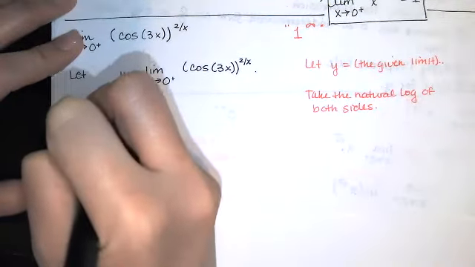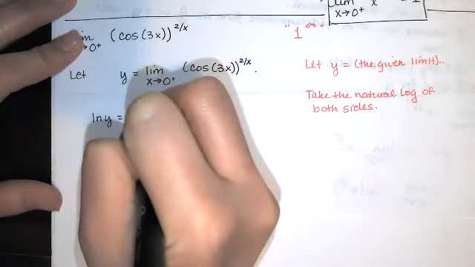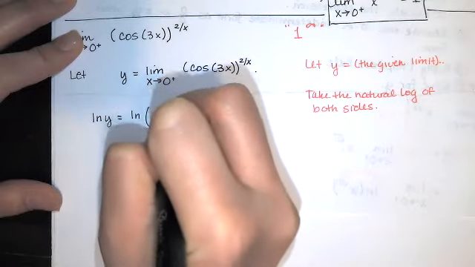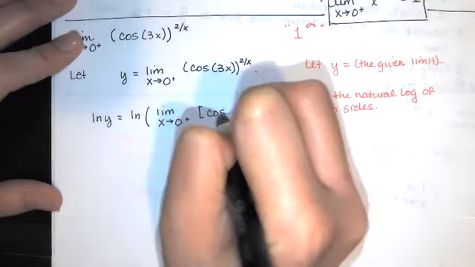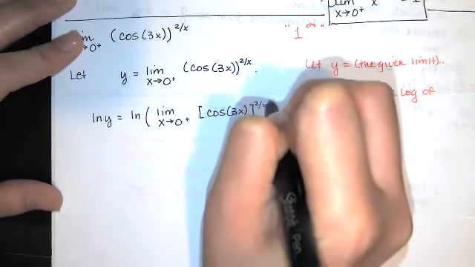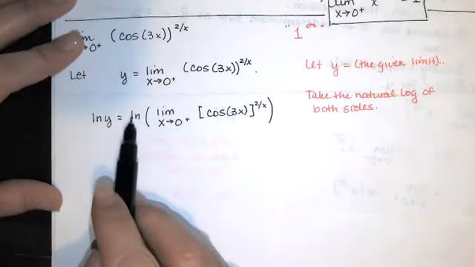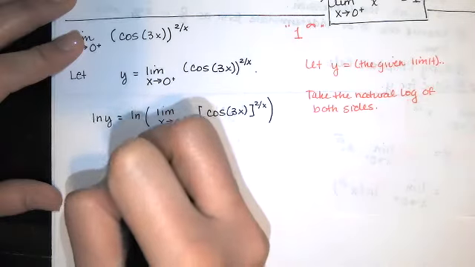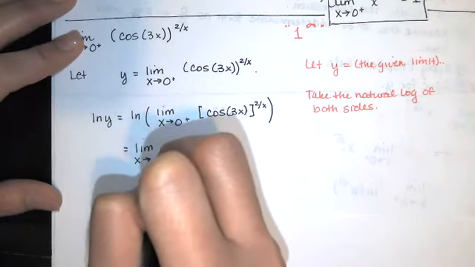So we have natural log of y, so it's natural log of what we're looking for, is natural log of this limit. So many parentheses everywhere. So I'm just starting to use brackets. Now the natural log of the limit is the limit of the natural log, because that log function is continuous, you can bring it inside.